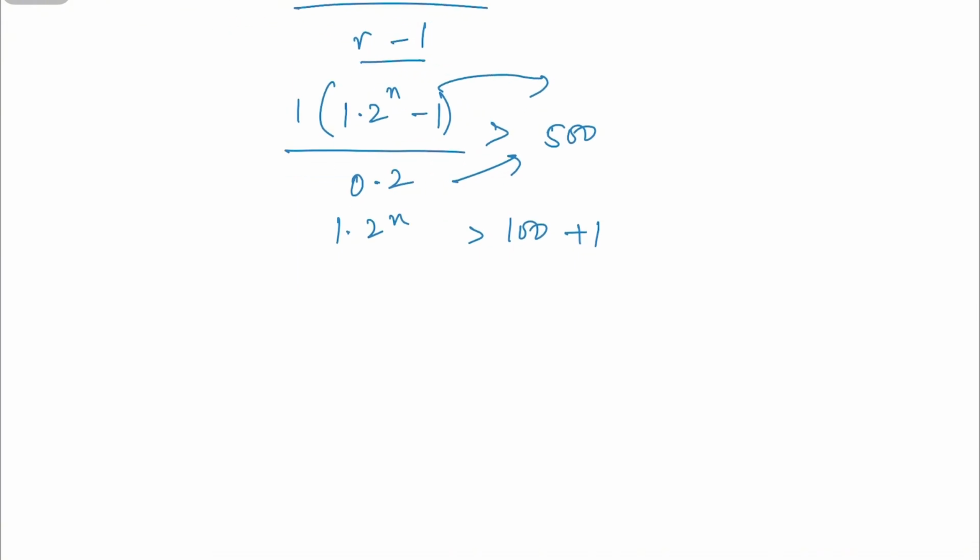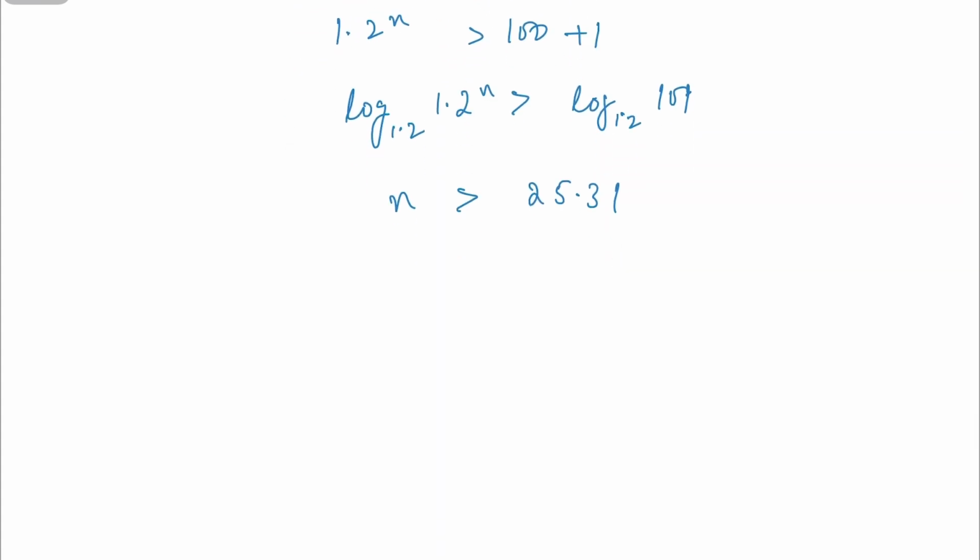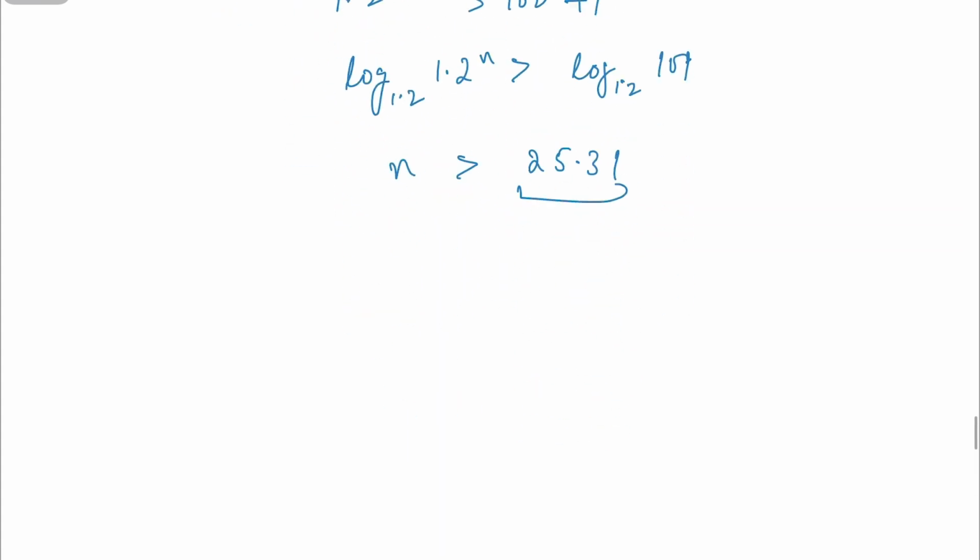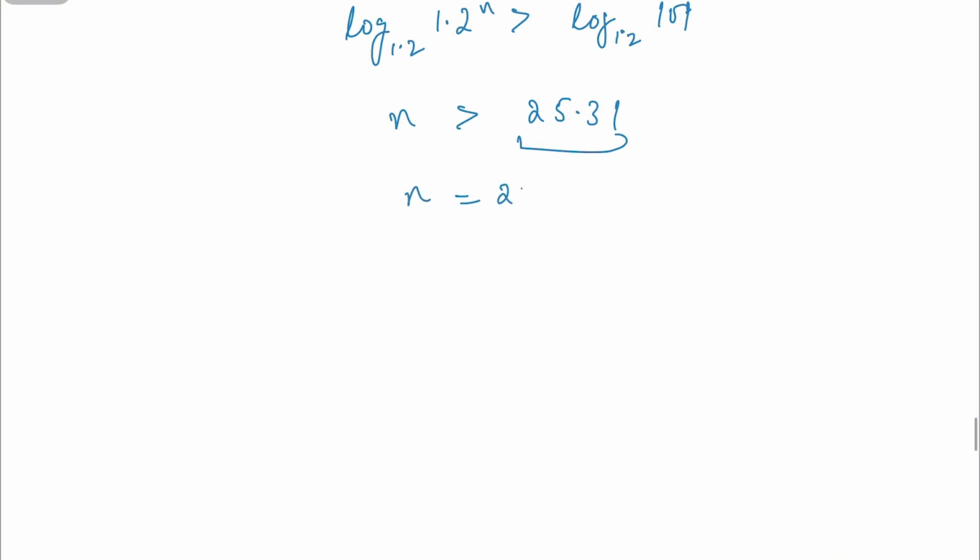We can use log on both sides. This would be log 1.2 base 1.2 and 1.2 powered n log 1.2 and then 101. So we'll get our answer as n greater than log base 1.2 of 101, which would be 25.31. So n should be greater than 25.31, and 25.31 is not an integer, so n is equal to 26 as our smallest n value.